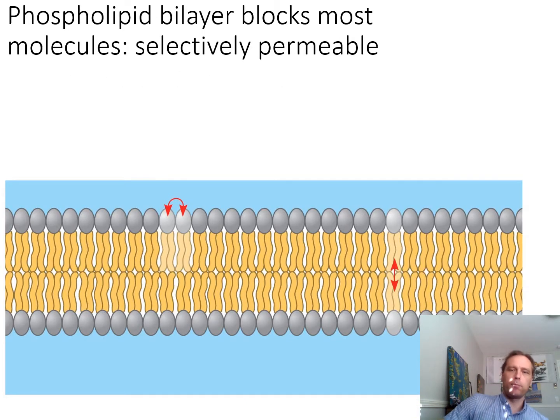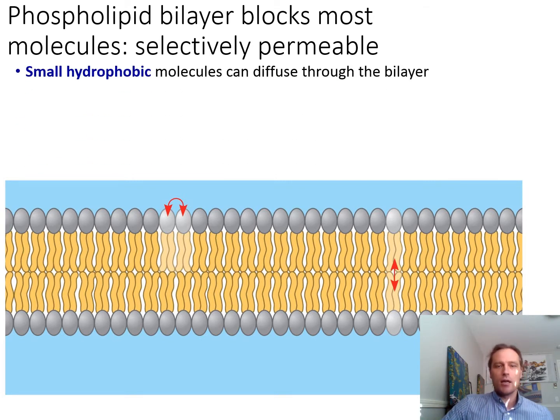Phospholipid bilayers block most molecules, so we say that they are selectively permeable. That means that they're not just permeable to everything. They're not just letting everything and their friends in. That would mean that they're not a real barrier if they let everything in. They are selectively permeable. Here are our 4 general rules.